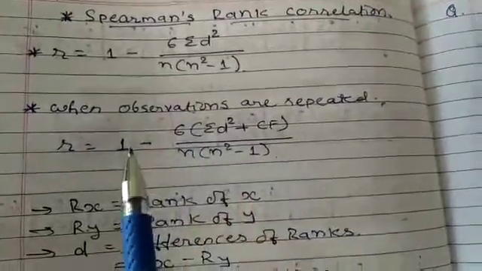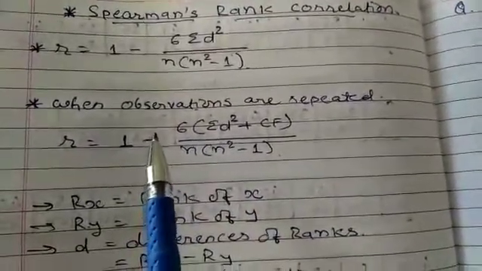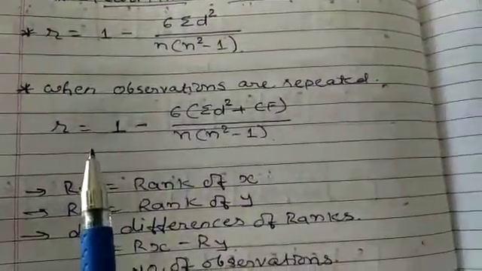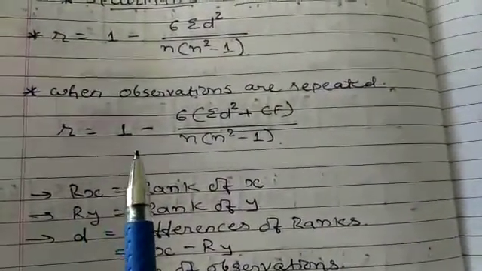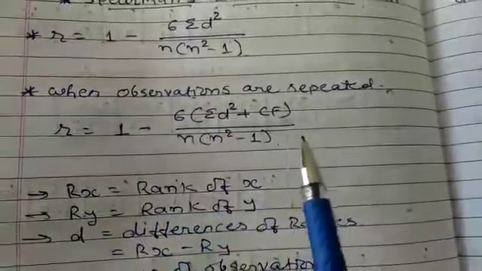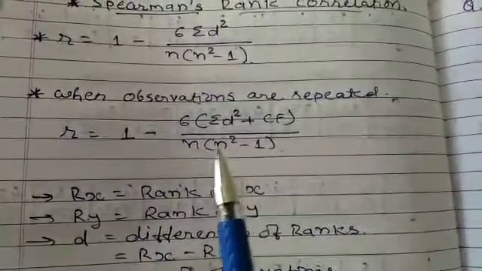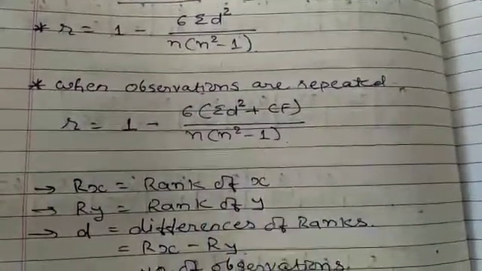If the observations are repeated, then the same formula will be there, but just one more addition will be there. That is R equals 1 minus 6 times sigma d square plus CF, that is the correction factor, upon n into n square minus 1.